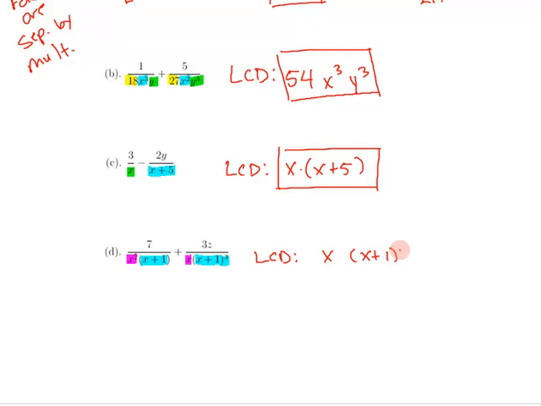Now go back to the rule. What's the highest power that appears? x appears to a 2nd power. x plus 1 appears to a 3rd power. That, as a product, is your LCD.